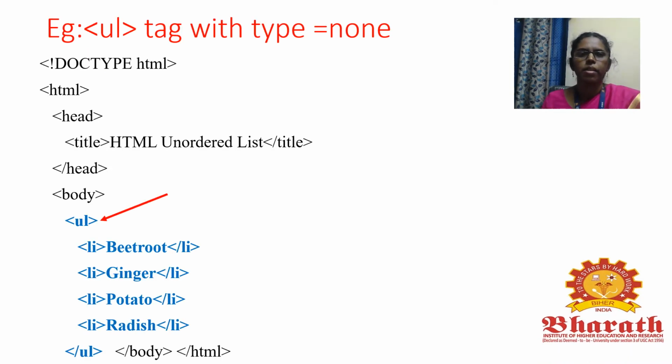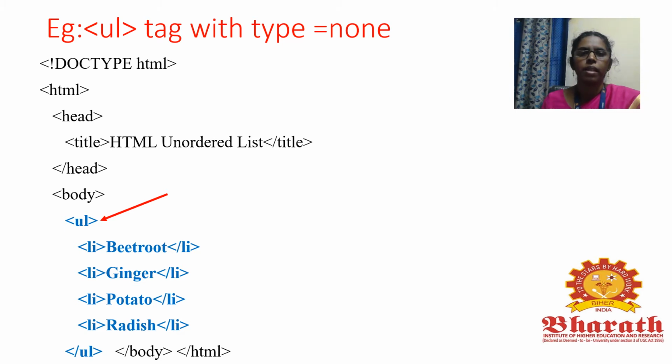Next example is the UL tag with type is equal to none. So the same program we are using. So we have to specify the document type tag and HTML tag to start the HTML program. Then we have to specify the head part. Within the head part, we have to specify the title.